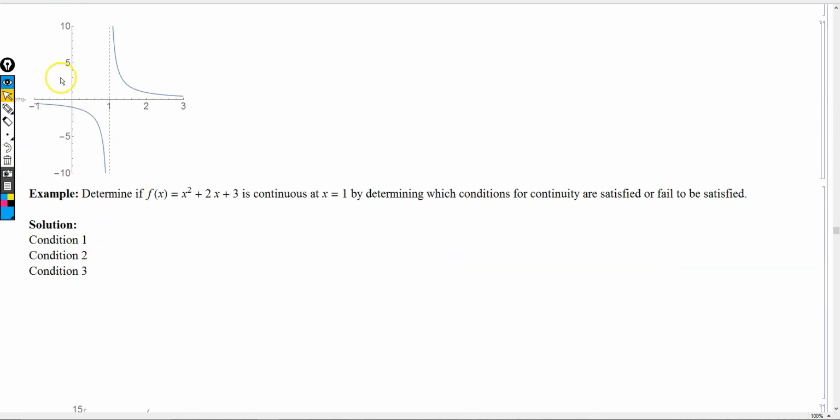So let's determine if f of x equals x squared plus 2x plus 3 is continuous at x equaling 1. Alright, so let's check out our 3 conditions. First of all, we have to look at f of 1. Well, is it defined? Well, can I put 1 in here for x? Well, of course I can. I can put 1 in there and we get back 6. So yes, condition 1 is satisfied.